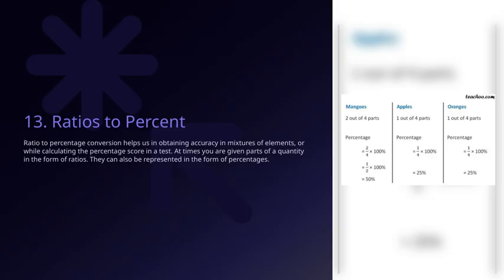percentages. Whether you're working in chemistry, statistics, or everyday scenarios, being comfortable with this conversion bridges the gap between different ways of representing data. In essence, mastering ratio to percentage conversion enhances our ability to analyze and interpret information more effectively, which ties back to our overall goal of gaining clarity and precision in quantitative reasoning.